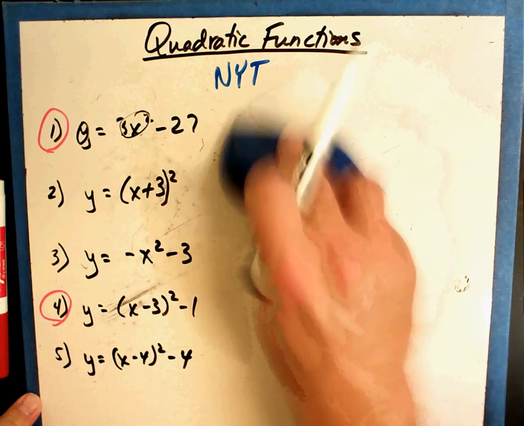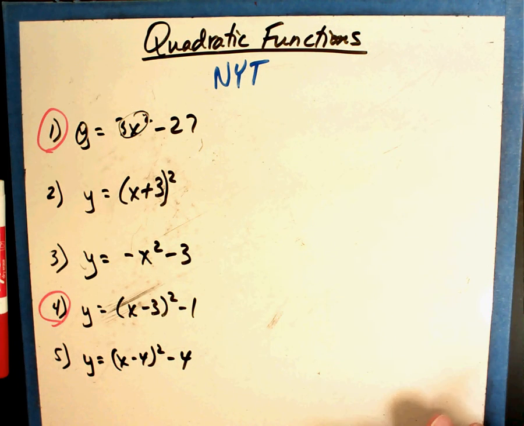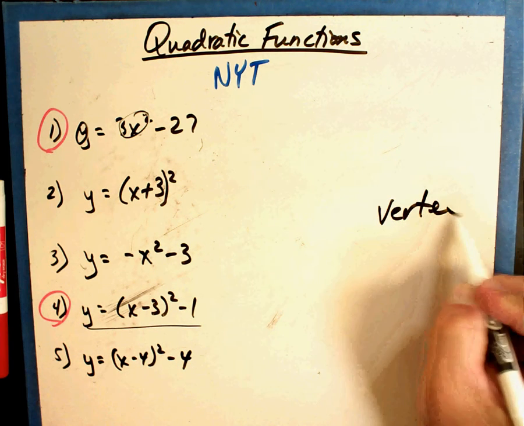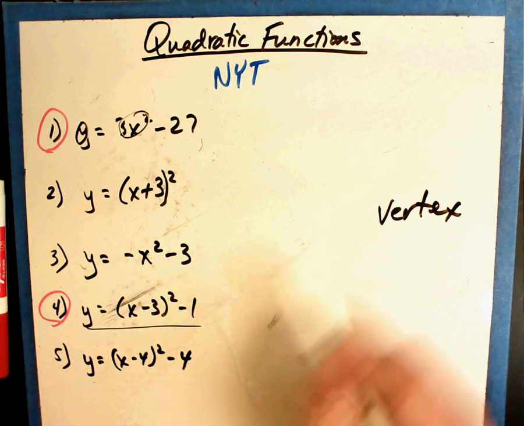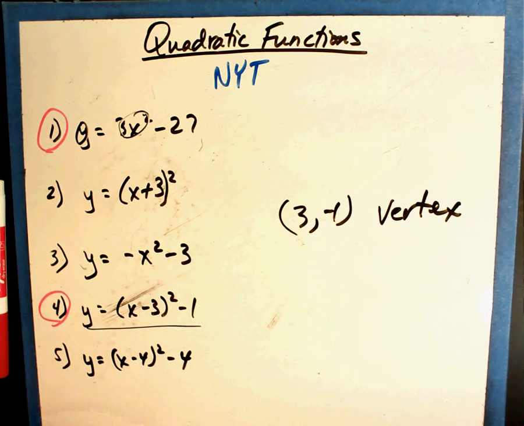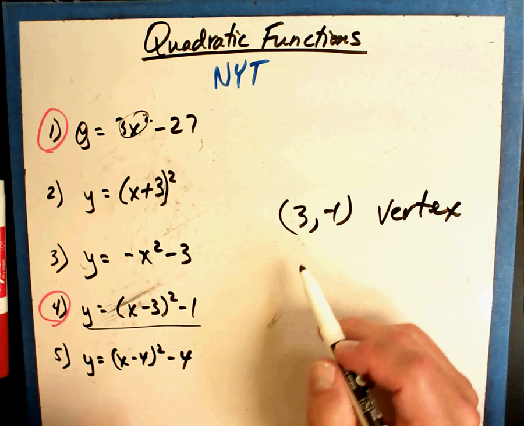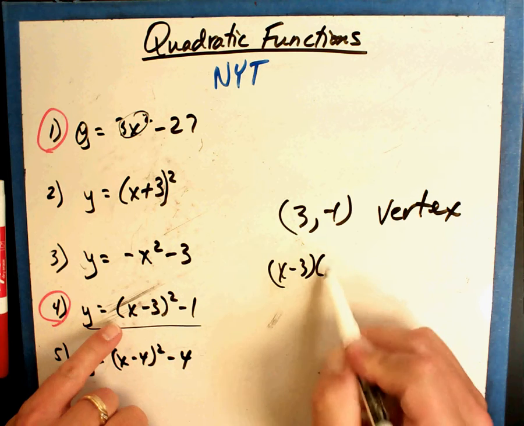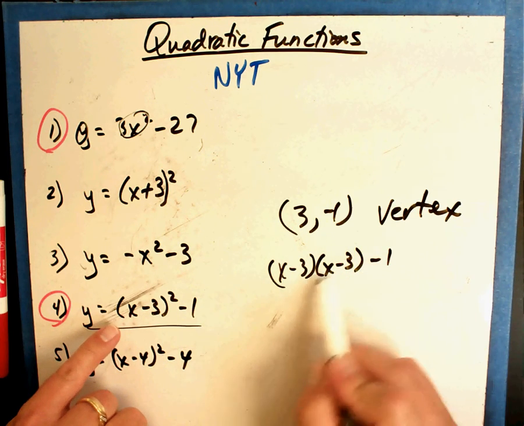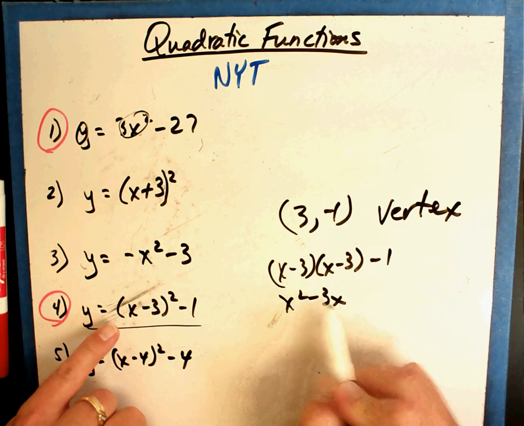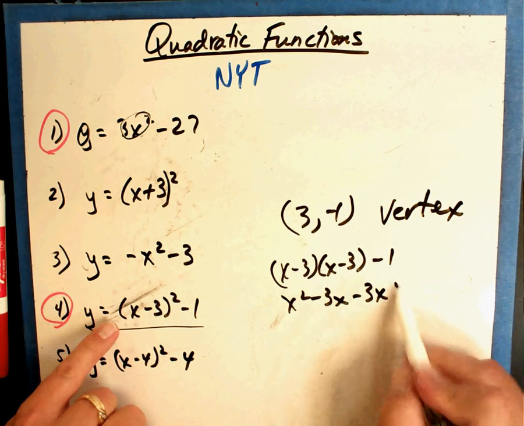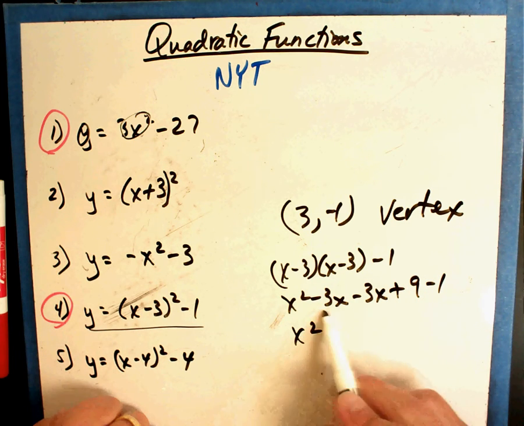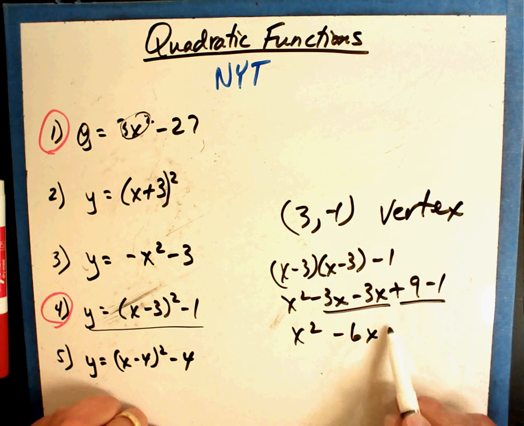In the second one, I'm going to follow the same pattern that we did when it's in this function. So when I want to find the vertex, this is the one that has the easy vertex. It's going to be that and that. So the vertex is going to be 3, negative 1. The answer on that one, very quickly, is 3, negative 1. Okay? So to get the rest of it, I have to multiply through. So if I take x minus 3 times x minus 3 minus 1, that's going to be x squared minus 3x, distribute through, minus 3x again, plus 9 minus 1. I'm going to get x squared minus 6x plus 8.